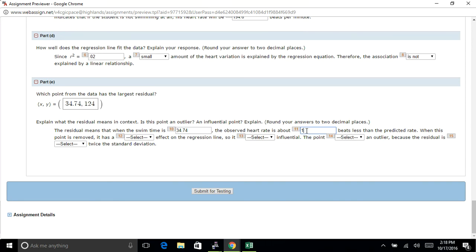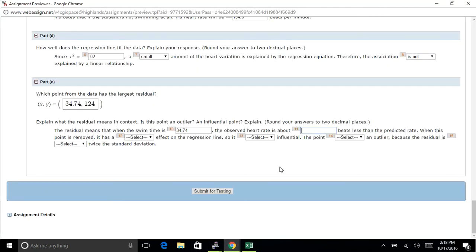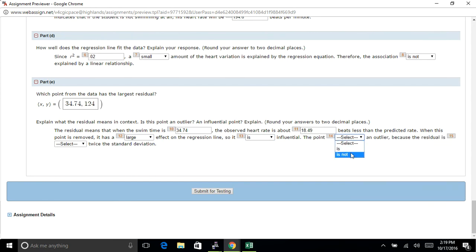The observed heart rate is about, and I need to find my residual, 18.49. I'm looking at this right here, it is 18.49 beats less than the predicted rate. When this point is removed, it has a large effect on the regression line. So it seems that it is influential. This point is not an outlier, because the residual is less than 2 standard deviations.